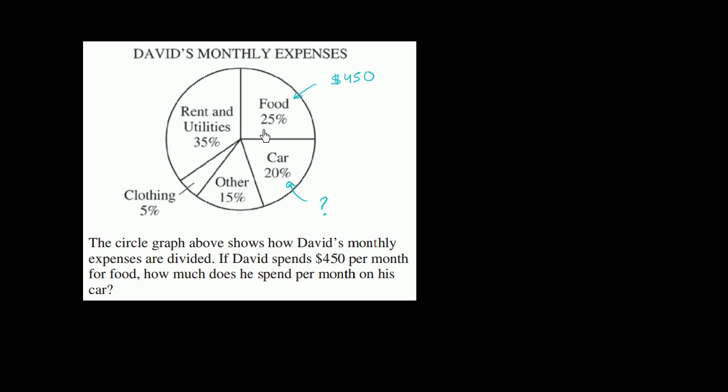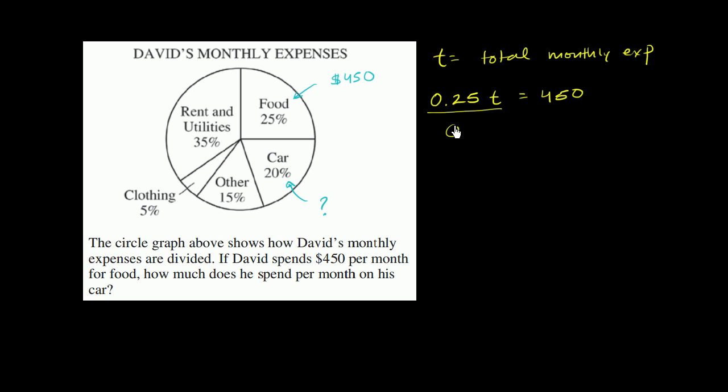So they're telling us that 25% of his total expenditure is $450. So we just need to figure out what 20% of his expenditure is. There's a bunch of ways to think about this. One is you could solve for his total expenditure. So let's say that T is equal to his total monthly expenses. Then this tells us that 25% of T, or 0.25 times T, is equal to $450. And then we could solve for T.